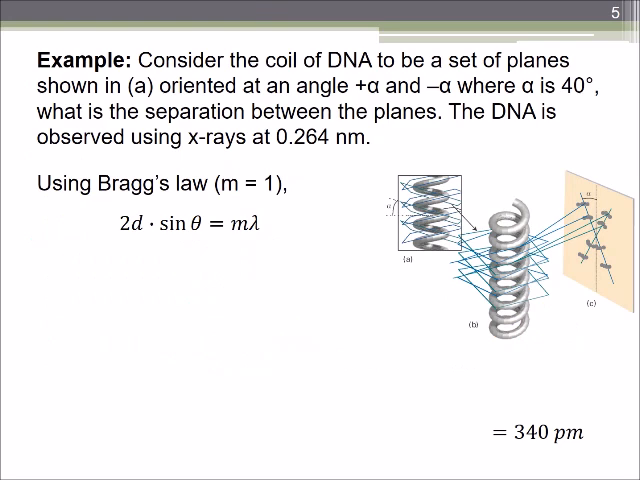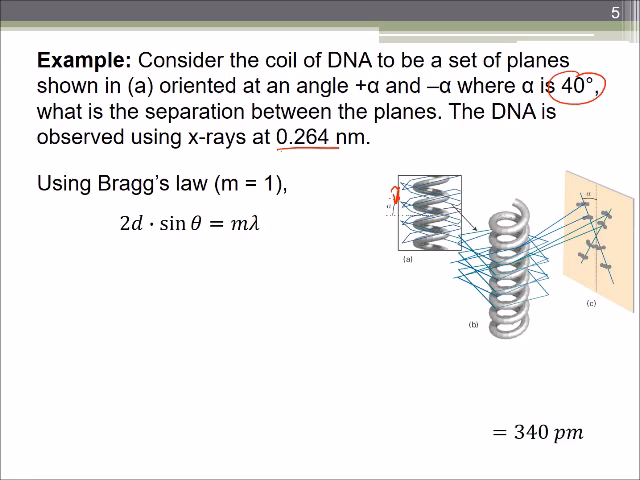So let's look at that DNA molecule and figure out if we can figure out what the spacing is between those helix layers. So here we have a kernel of DNA. We know that alpha, the angle between the planes, is 40 degrees because we can see that on the X-ray crystallography. What is the lateral separation between the planes if this is observed using X-rays at 0.264 nanometers?